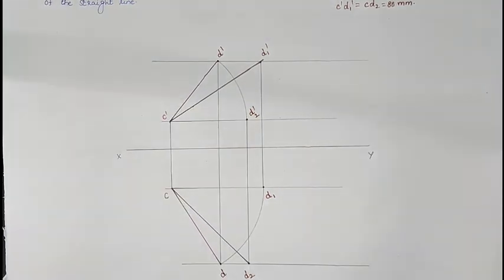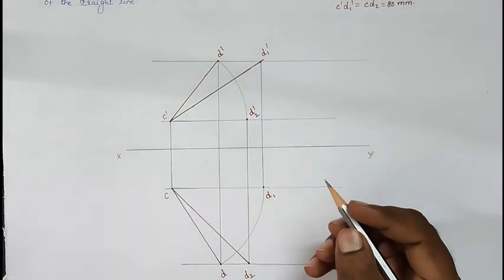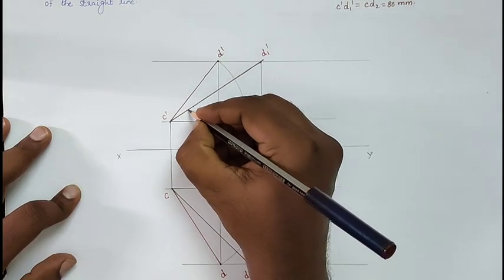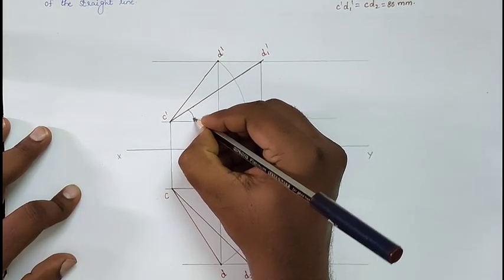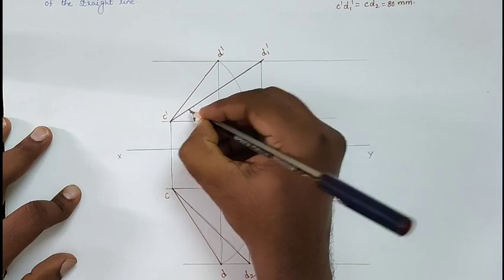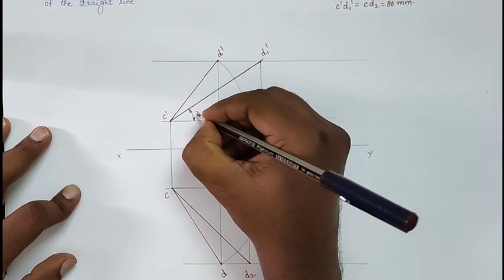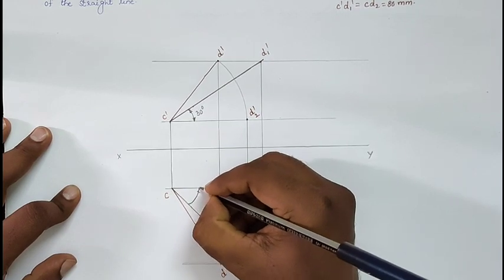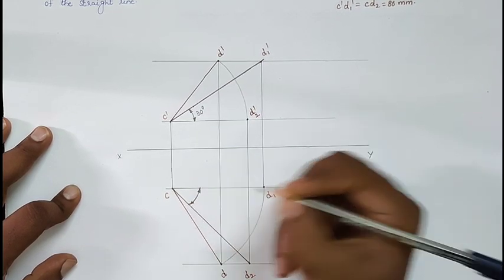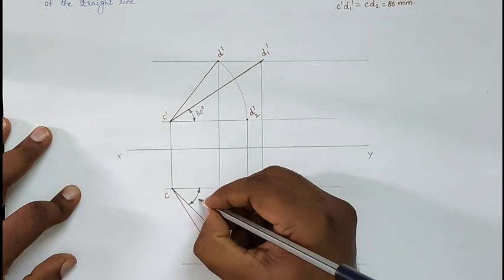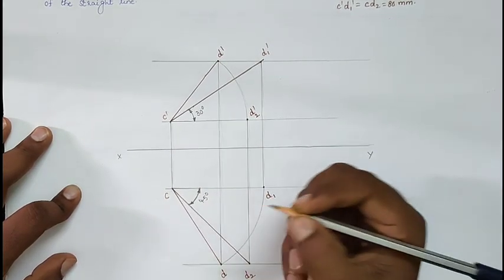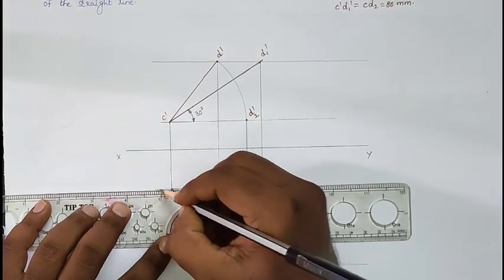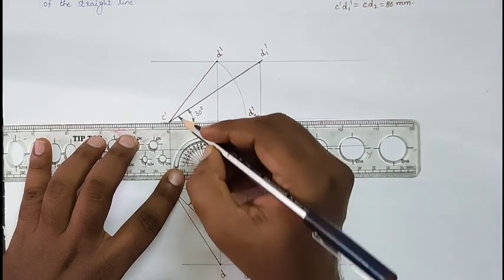Now we will give the dimensioning for the problem. So this is our required problem. Now we will give the dimensioning, as they are clearly giving. The angle with respect to HP is 30 degrees. The angle with respect to the VP, that means with respect to the true length of the line CD2, should be 45 degrees. And also this dimension they are clearly giving, so you can mention those dimensions also.